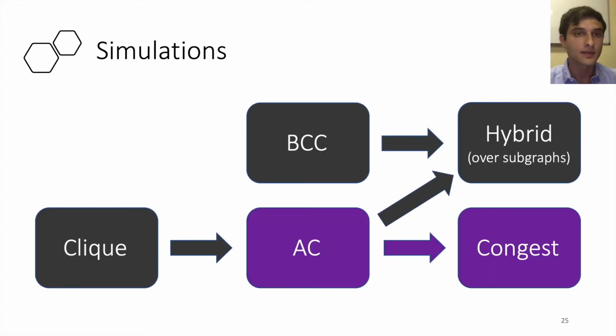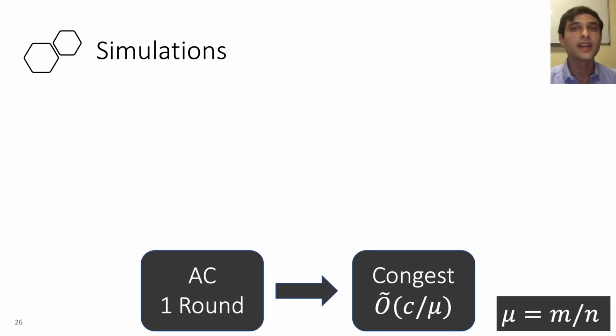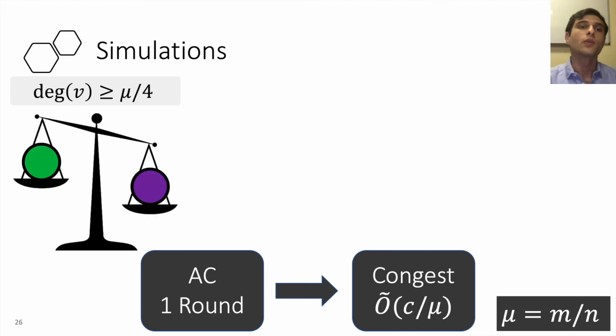To simulate the anonymous capacitated model in the CONGEST, we need some fundamental observation. The main problem here is that low degree nodes might not be able to send too many messages. In the anonymous capacitated model, every node can send the same number of messages. High degree nodes in the CONGEST will be fine with this, but low degree nodes will have some trouble. Therefore, we split the nodes into 2 parts, low and high degree nodes, depending on whether they have more or less degree than the average degree divided by 4.